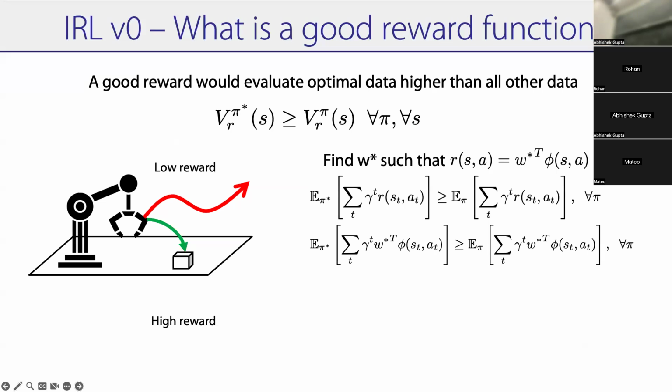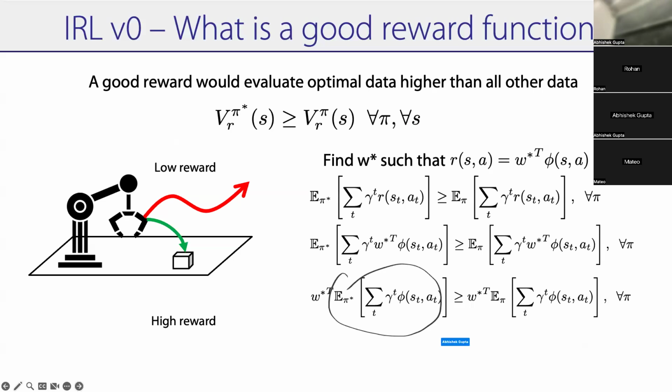And so what that tells you is that you can take W star out by linearity of expectation. And so you can write W star transpose of this expected sum of features under pi star is greater than or equal to W star transpose of this expected sum of features under pi. So you're saying W star transpose the expected sum of features under pi star is better than W star transpose the expected sum of features under pi.